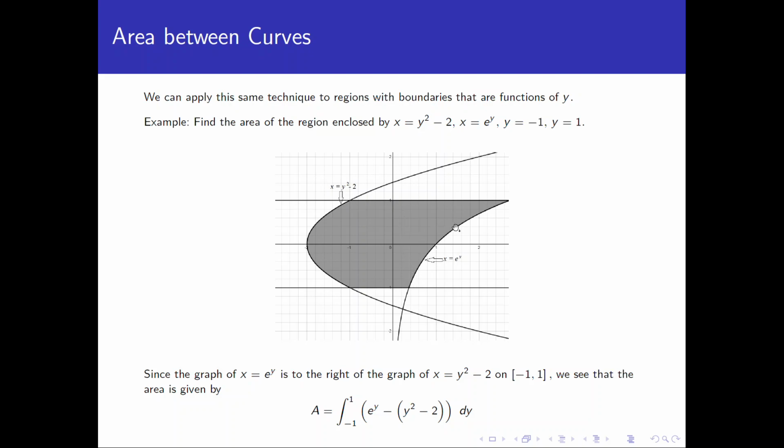So I can do, quote unquote, top minus bottom. In this case, it's right minus left. Okay, so when we integrate this, we will do top minus bottom relative to y. So again, right minus left, the exact same way we did with functions of x. So our area then will be the integral from -1 to 1, e to the y is the bigger curve, y squared minus 2 is the smaller curve, dy.